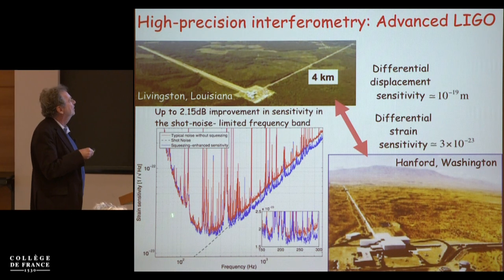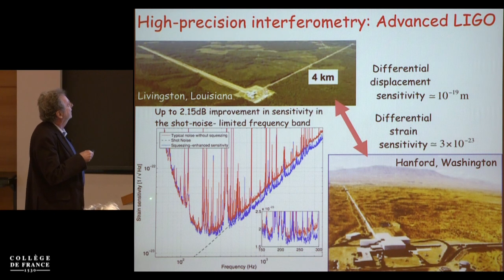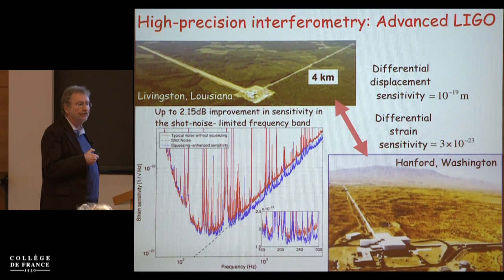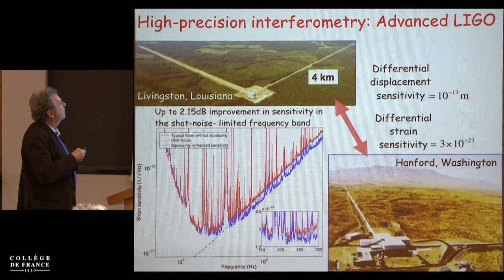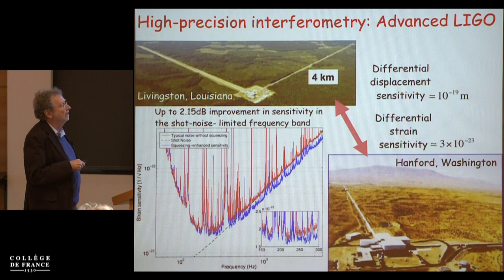This is a signal which was obtained some time ago, which shows the strain sensitivity as a function of frequency when you have a typical noise without squeezing. These are the red curves here. This is the shot noise limit, the dashed line, and the blue curve corresponds to the squeezing-enhanced sensitivity. And at that time, there was a gain of 2.15 decibels due to the use of squeezed states.